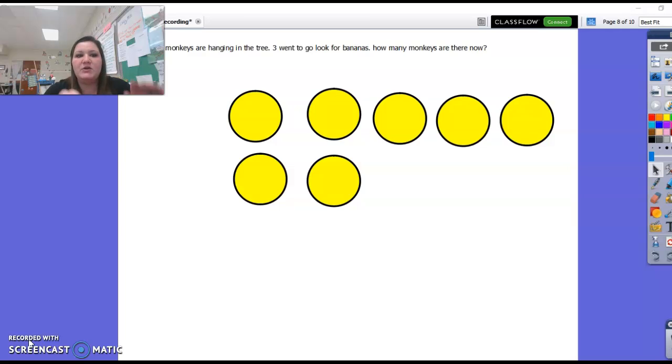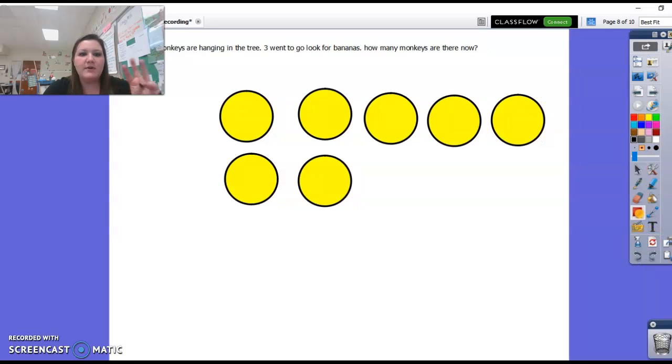I first said that there were 7 monkeys in the tree. So I went ahead and drew 7 monkeys. They're just circles, but they are my monkeys. Okay, so first thing you do is draw your 7 monkeys. Okay, show me your monkeys.